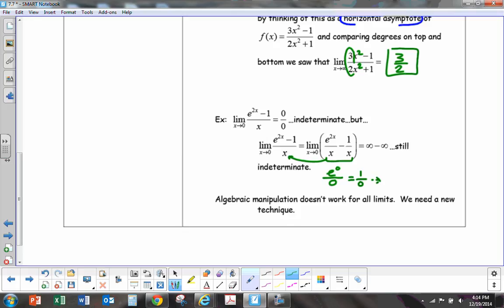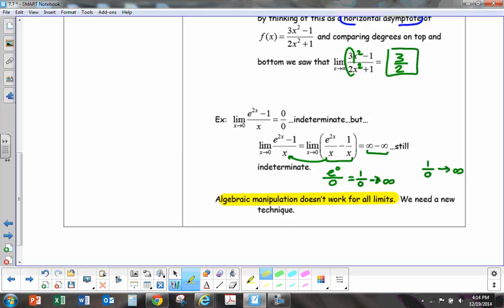Well, 1 over 0 approaches infinity. And then for the second part, the 1 over 0, well, 1 over 0 approaches infinity. So I'm left with infinity minus infinity, and I can't do anything there. That's indeterminate. And I've kind of exhausted my options as far as algebra. I've looked at common denominators, putting it together, taking it apart. I can't really do anything there. So algebraic manipulation isn't going to work for everything.